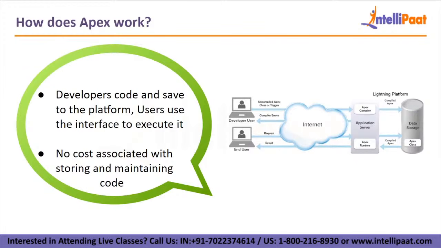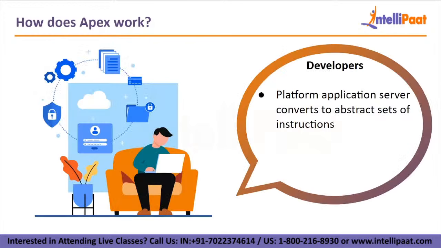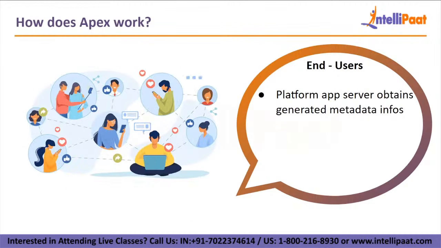But how does Apex work for developers and end users? Let's see. For developers, when a developer creates Apex code and publishes it to the platform, the application server converts it to the abstract set of instructions that the Apex runtime interpreter can understand and then saves those instructions as metadata. For end users, when an end user requests the Apex code to be executed, the platform application server obtains the generated instructions from the metadata and transmits them to the runtime interpreter, which then provides the outputs to the clients.